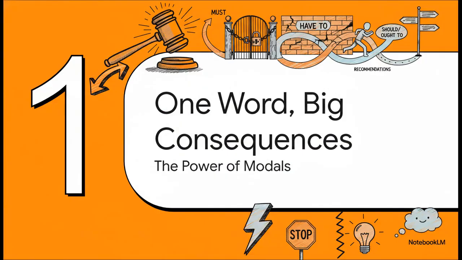So these words we're talking about, must, have to, should, ought to, they have a name. They're called obligation modals. They're these special verbs that tell us the exact level of necessity. They are literally the difference between a rule and a recommendation. And, as you can imagine, getting them wrong can have some pretty huge consequences.